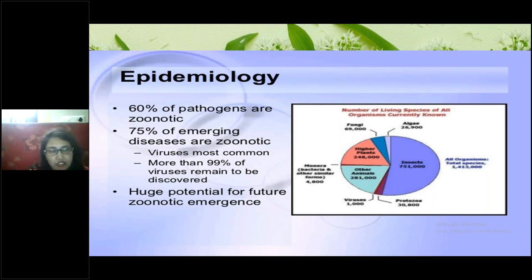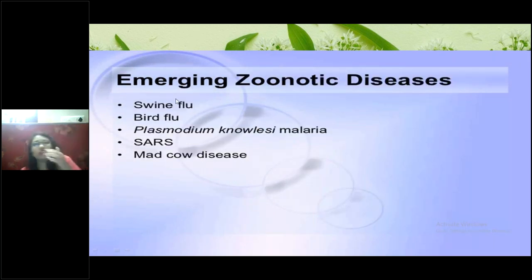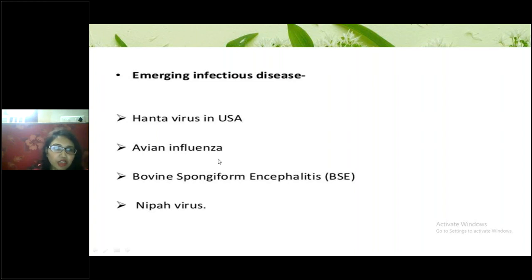there has been a change in how we have perceived our environment. There have been a lot of changes in the environment, huge en masse cutting down of trees, deforestation, and global warming. So many points can be responsible for zoonotic emergence. So emerging zoonotic diseases like swine flu, bird flu, Plasmodium knowlesi malaria, SARS, the recent SARS-CoV-2, mad cow disease. So many may be the emerging zoonotic diseases, and Hantavirus in the USA, avian influenza, bovine spongiform encephalopathy, Nipah virus. So all of them are emerging and all of them are zoonotic.